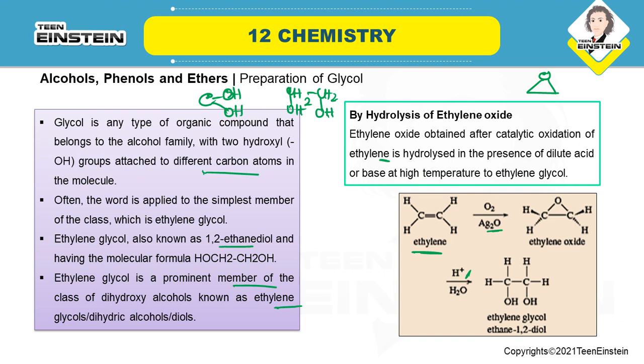So in this method, what happens? First the epoxide is protonated like this. Fine. And water then attacks this epoxide, which is protonated, positively charged. Water will attack here. As a result, this bond will be broken, and finally you are getting two OH groups at two different carbons. So this is the method for getting glycol by hydrolysis of ethylene oxide, and the ethylene oxide, which is the starting material, you can get by oxidation of ethylene. Fine.